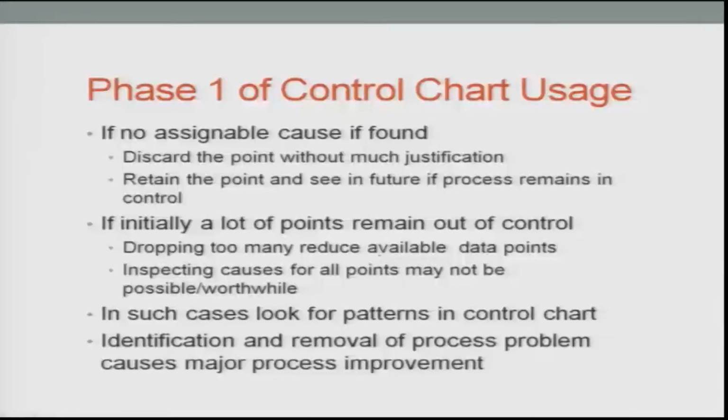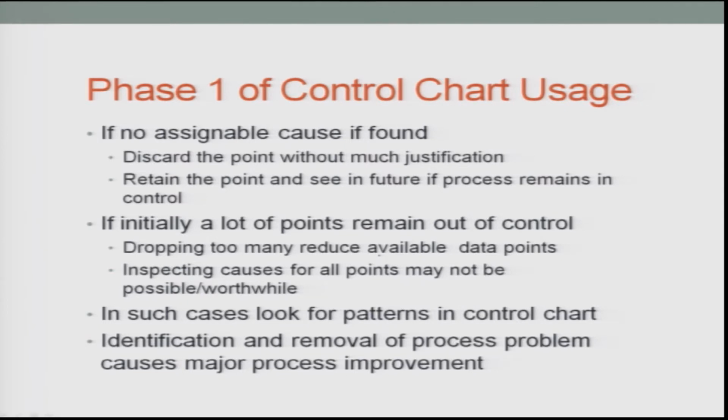Phase 1 of the control charts continuing. If no assignable causes are found, do not discard the point without much justification. Retain the point and see if in future the process remains in control, and then you take decisions accordingly.